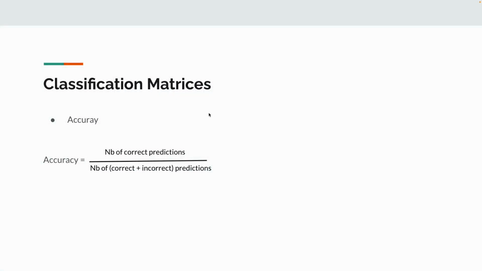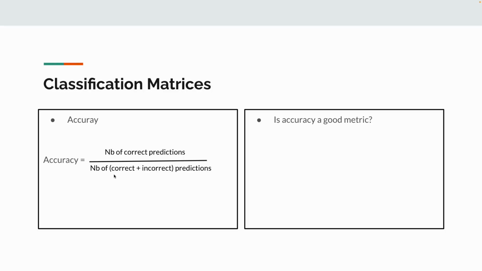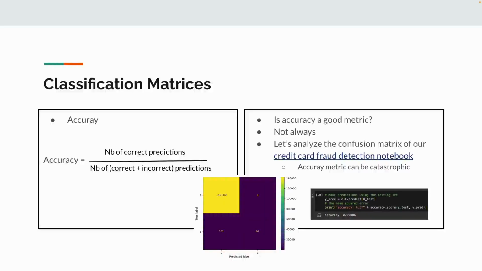So the definition of accuracy is the number of correct predictions divided by the number of correct and incorrect predictions. Okay. So the question is, is accuracy a good metric? It's not always the case. And we will learn about a specific case, what you call the data imbalance problem.